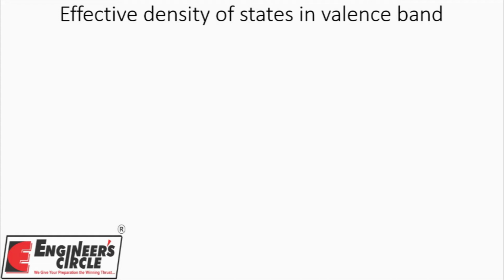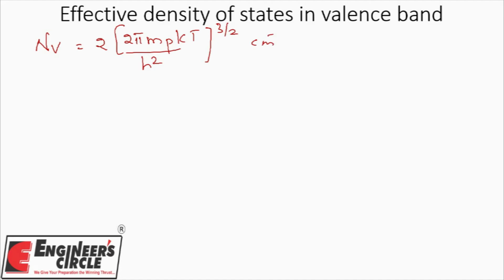If you look at the effective density of states in the valence band, it is denoted by Nv, that is equal to 2 times (2 pi mp kT divided by h squared), the whole raised to 3 by 2, centimeter raised to minus 3. This effective density of states in the valence band means, when you look at the energy level in electron volt, this is the valence band at gV.